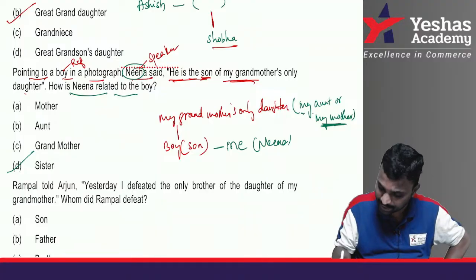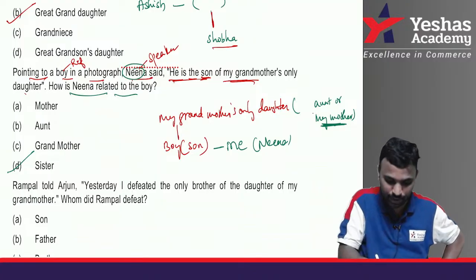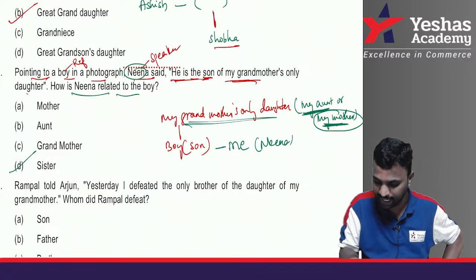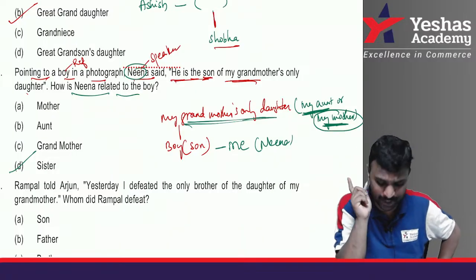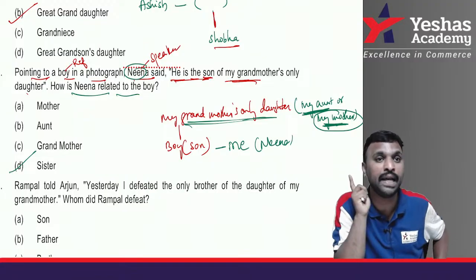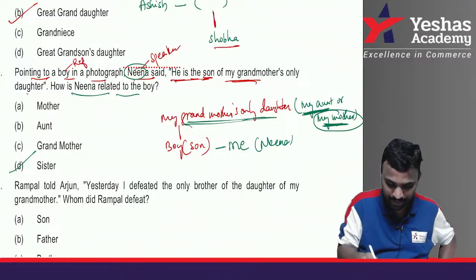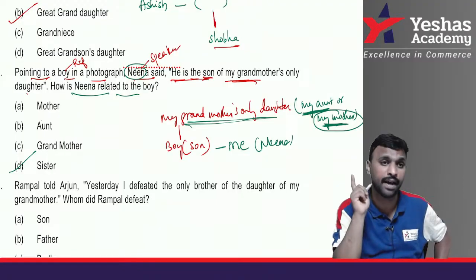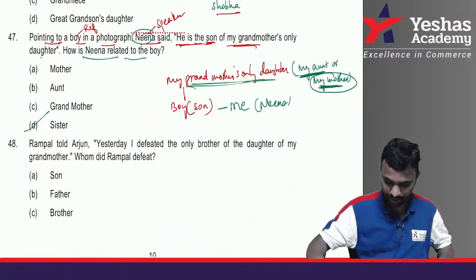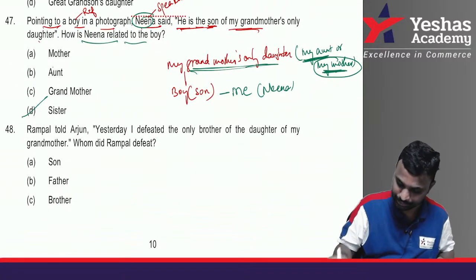See, we have assumed my mother. That means this lady as my mother means Nina's mother. She could be Nina's aunt also. In that case, Nina would be the cousin to the boy. But cousin is not there in the option. Nina has to be a sister. Have you understood? Right? Moving on to the next question.